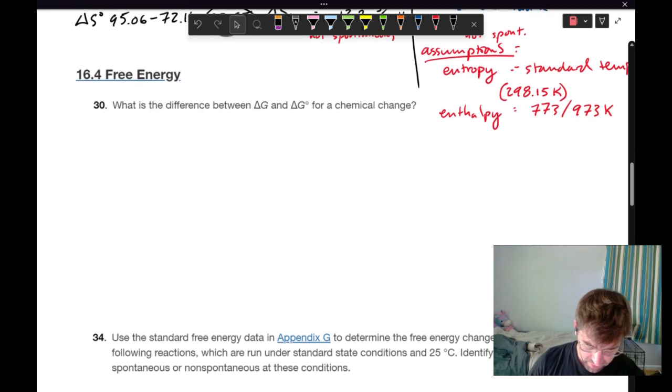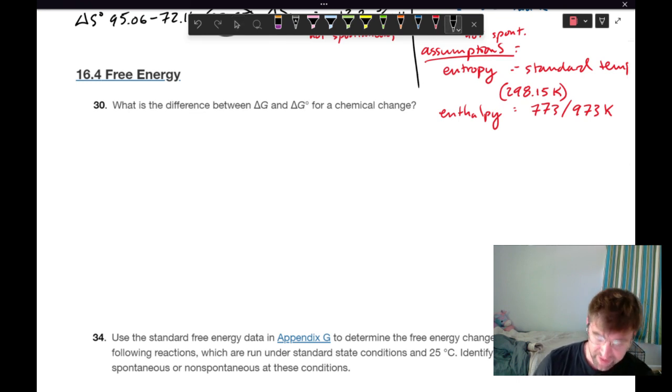Okay, so free energy, what is the difference between delta G and delta G naught for a chemical change? G simply stands for Gibbs free energy, so named for the scientist who described this relationship.